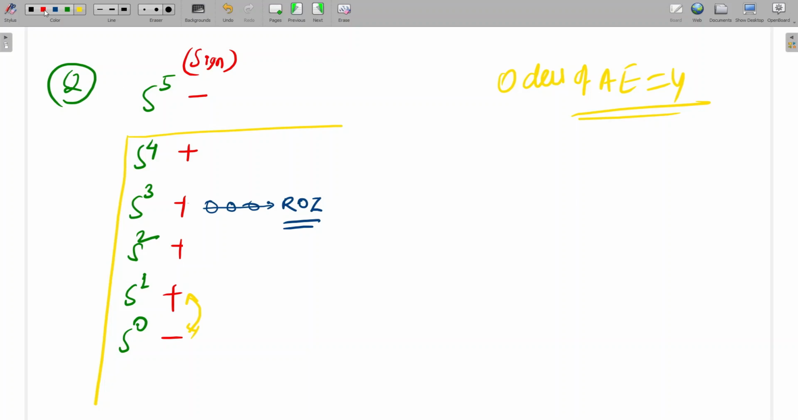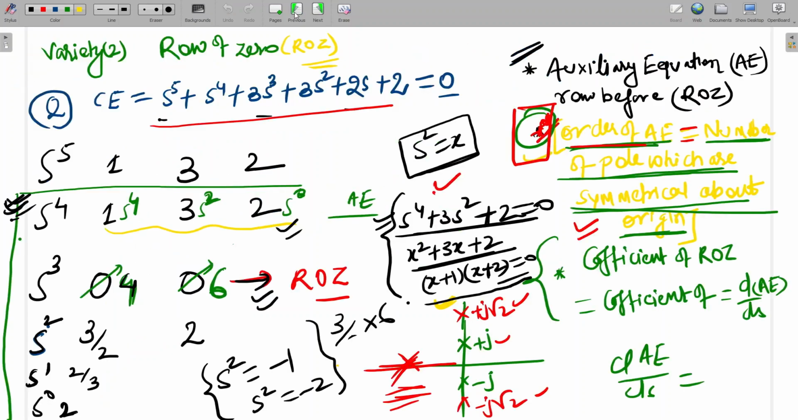But below the auxiliary equation, one sign change is there. One sign change means what will happen? One pole will be in the right hand side, so its symmetrical will be here, and two poles will be on the j omega axis. So we can say these four poles are symmetrical about the origin. See, in the previous case, no sign change was there below this auxiliary equation.